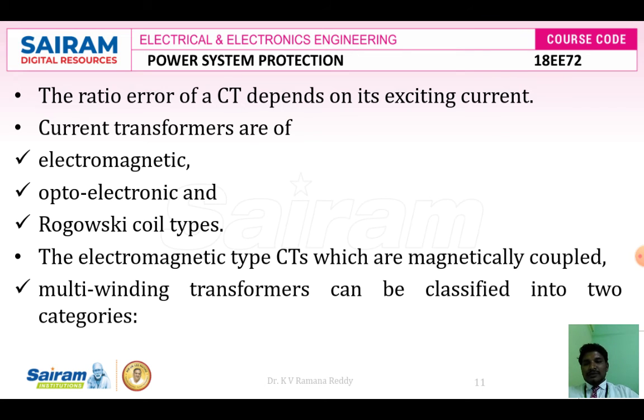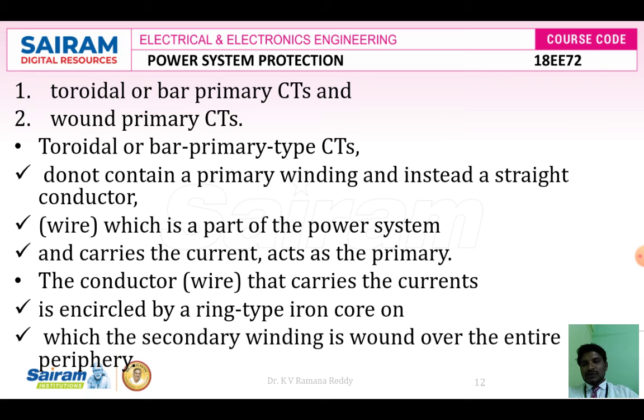Current transformers are of electromagnetic, optoelectronic and Rogowski coil types. Basically there are three types: electromagnetic type current transformers, optoelectronic type current transformers, and Rogowski coil type current transformers. The electromagnetic type, which are magnetically coupled multi-winding transformers, can be classified into two categories: one is toroidal or bar primary current transformers, and the second is wound primary current transformers.